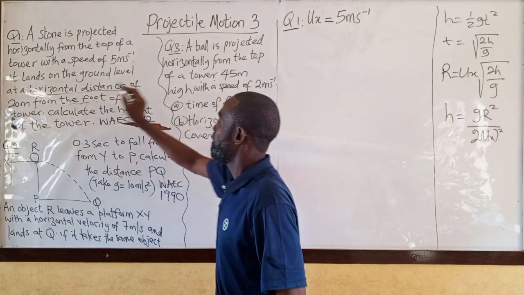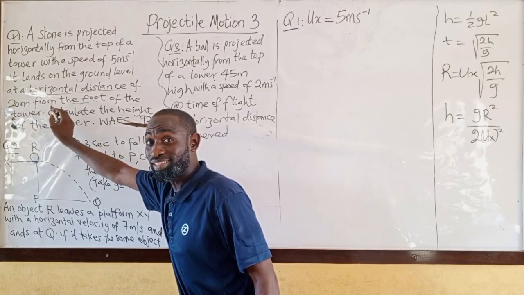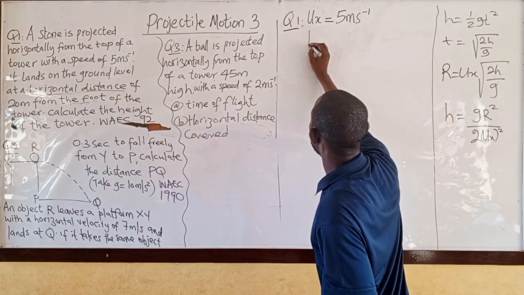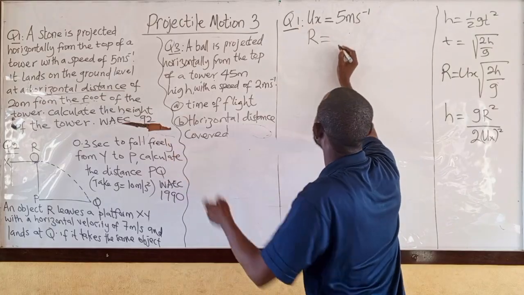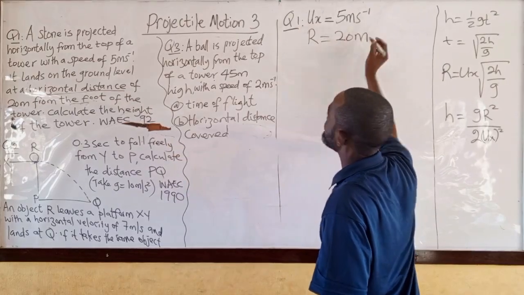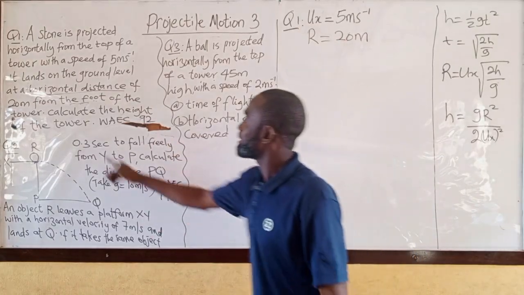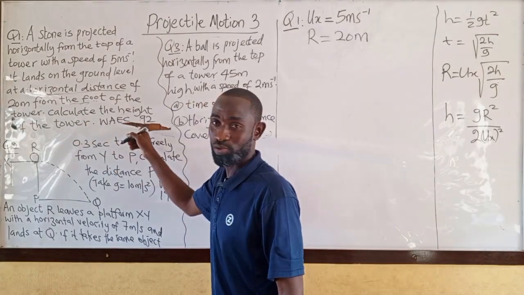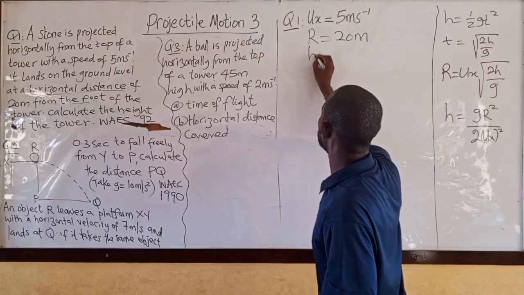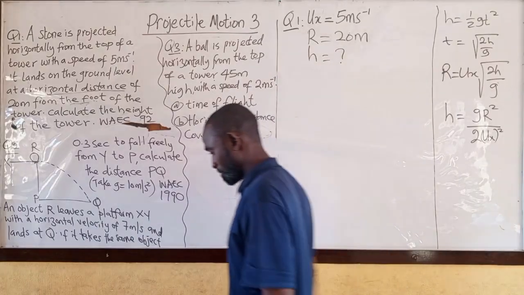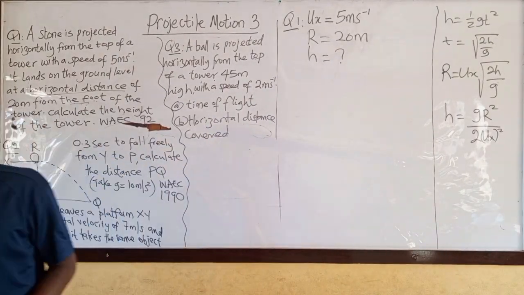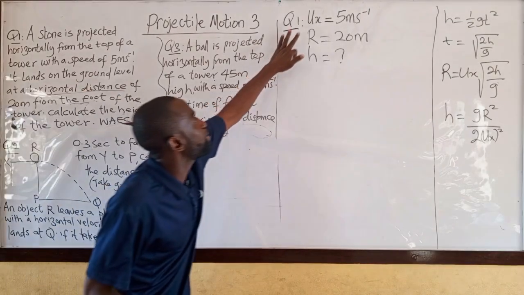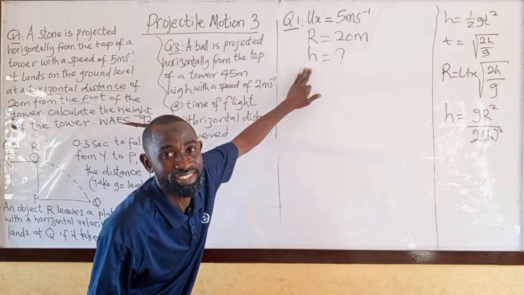It lands on the ground level at a horizontal distance. You see, what is horizontal distance? That is the range. That distance covered is the range. So our range is equal to 20 meters. Calculate the height of the tower. So we have our h equals to what now? If you look at this question very well, it is just a relation between r and h.